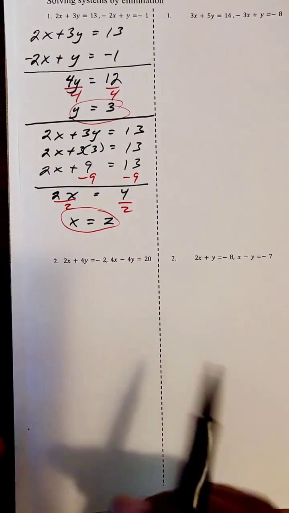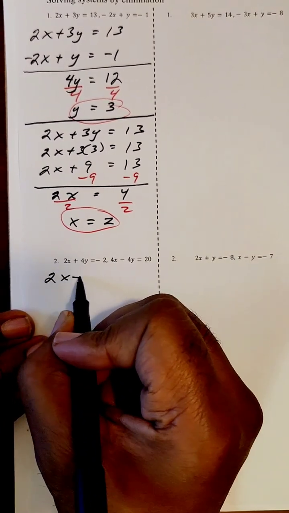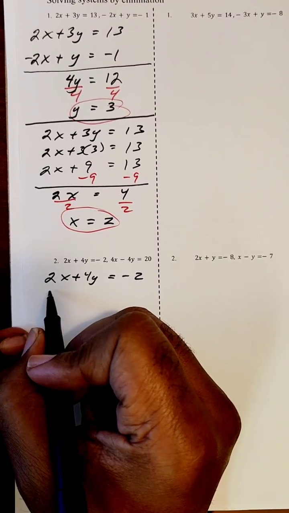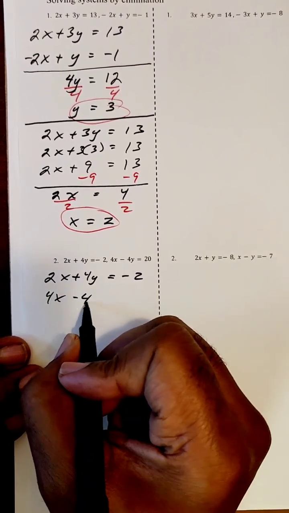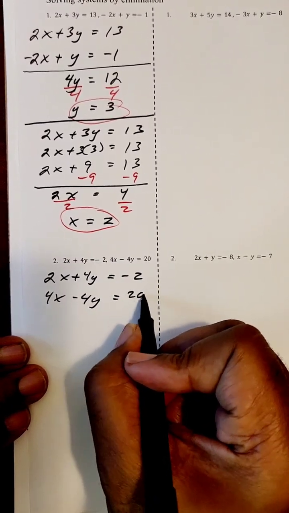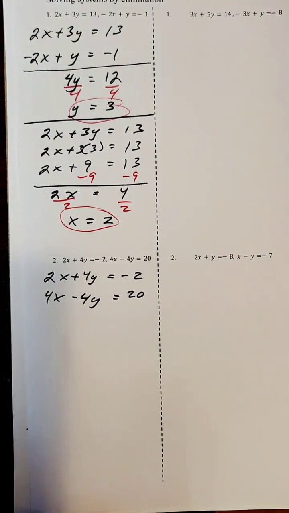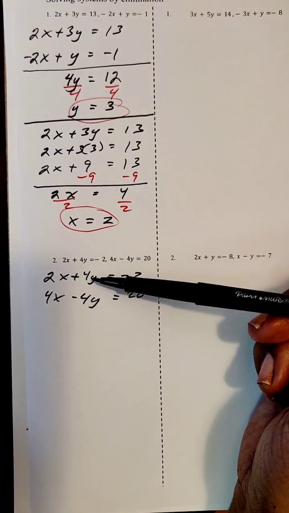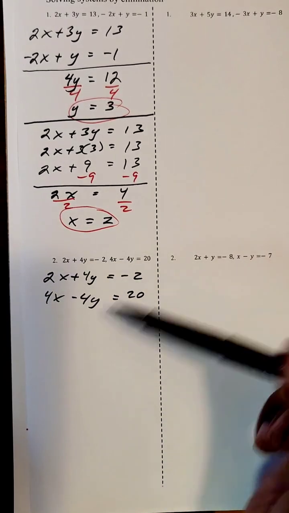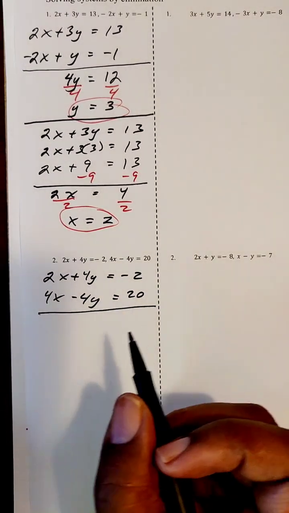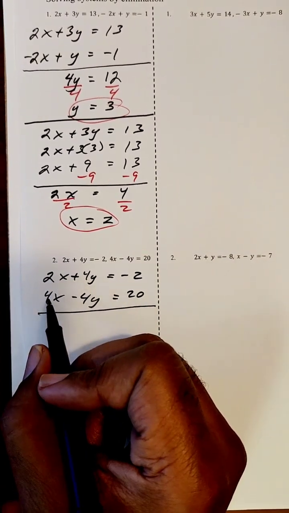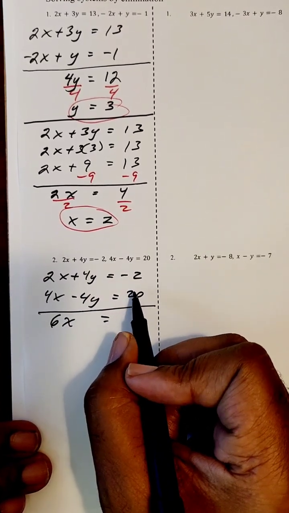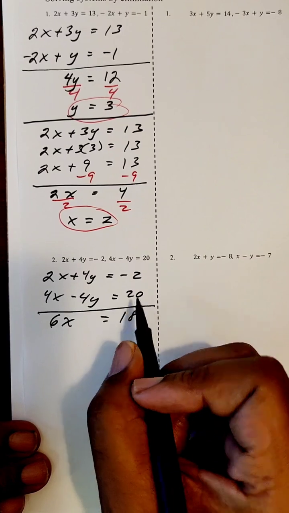Below here, we have the system is 2x plus 4y, and it equals negative 2. And we have a 4x minus 4y, and that equals 20. Okay, now we do have additive inverses here, positive 4y and negative 4y. Since we have additive inverses, we can go ahead and combine these two equations and get elimination. So the x's, 2x's and 4x's combined for 6x. These are eliminated. And the negative 2 and the 20 combined for 18.